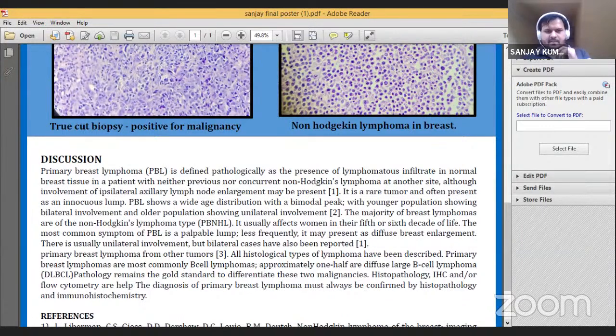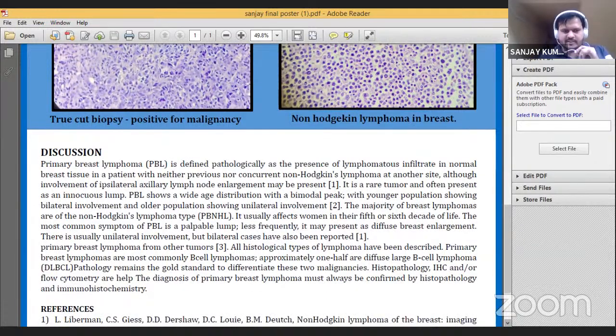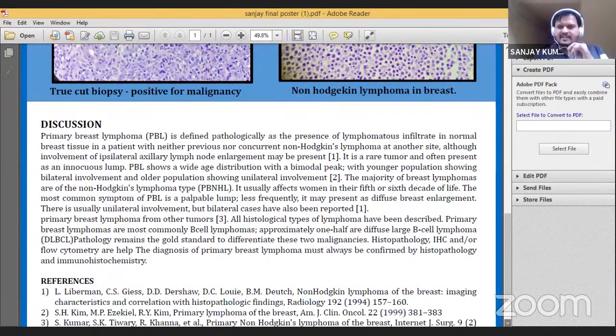Pathology remains the gold standard to differentiate these two malignancies. Histopathology, IHC or flow cytometry help. The diagnosis of primary breast lymphoma must always be confirmed by histopathology and immunohistochemistry. And these are the references that I have taken, ma'am.